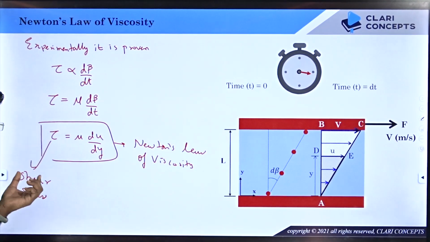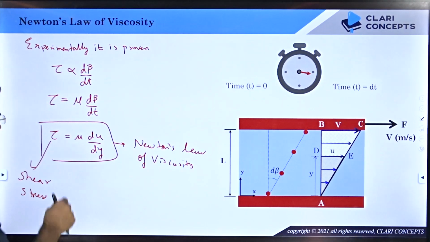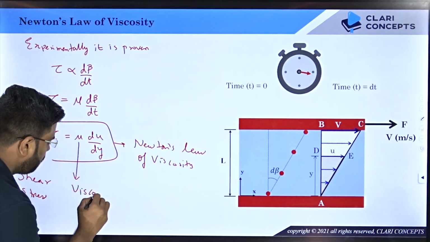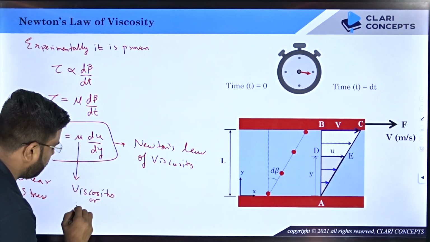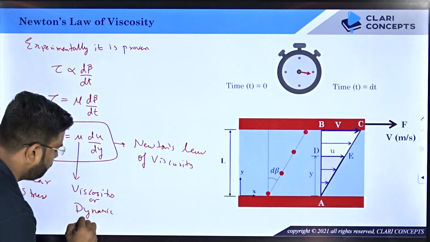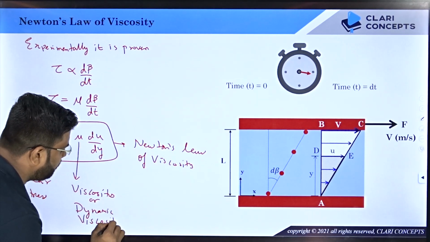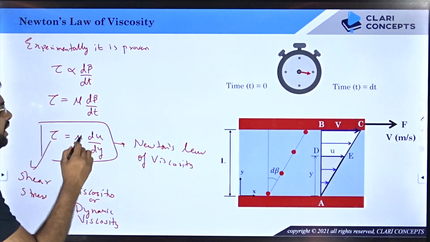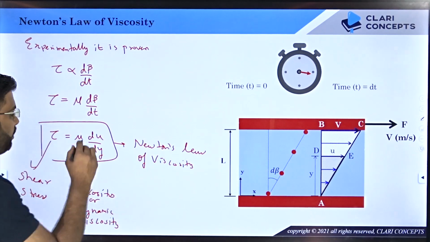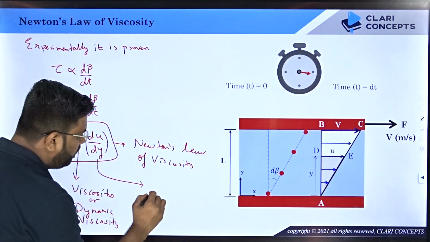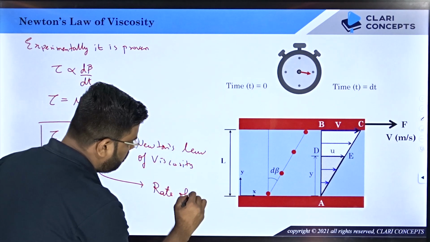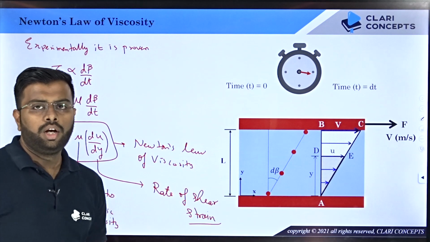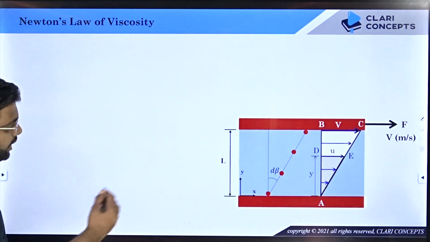It says that shear stress at any fluid layer is equal to viscosity multiplied by, what is this mu? It is viscosity. Viscosity of the fluid, or you can say dynamic viscosity. Both of these names are the same. Just viscosity or dynamic viscosity, right? Shear stress at any fluid layer is equal to viscosity times the rate of shear strain at that particular fluid layer. What is this? du by dy is referred to as rate of shear strain. Clear? Understood?